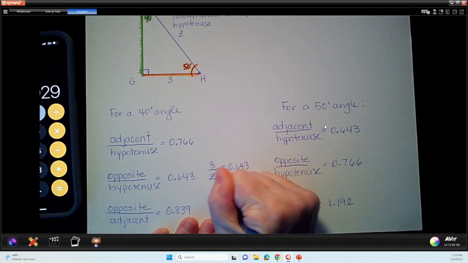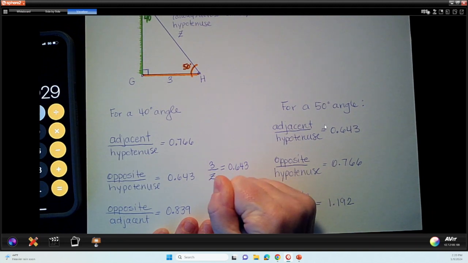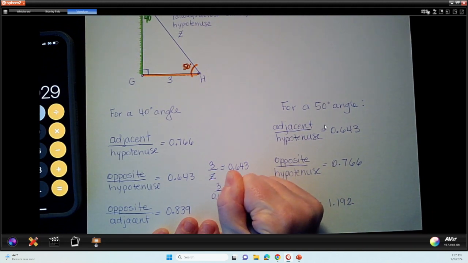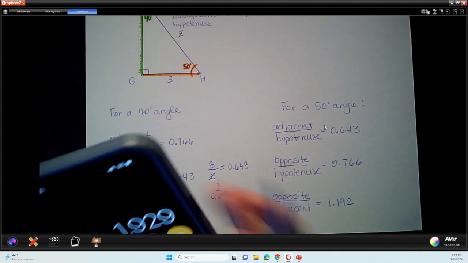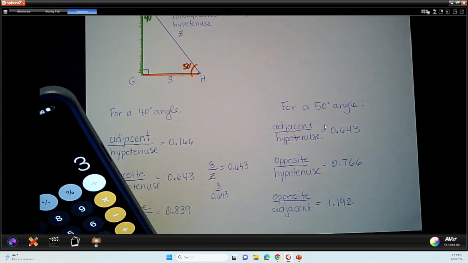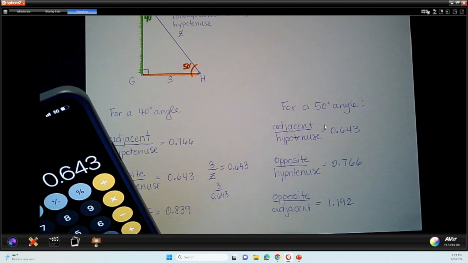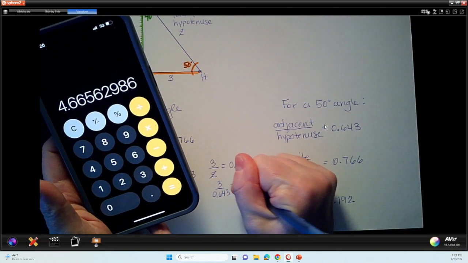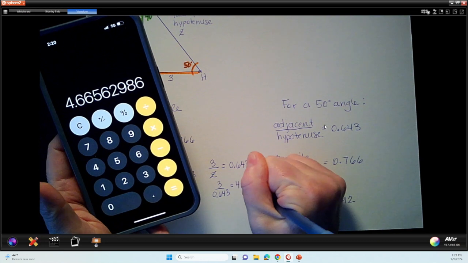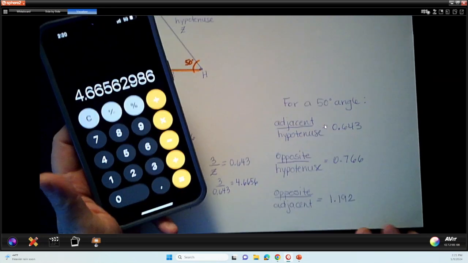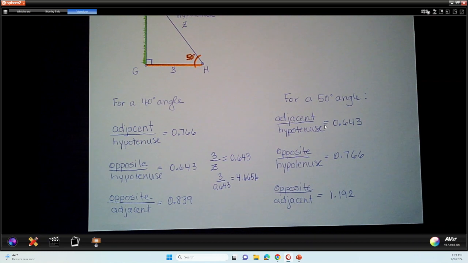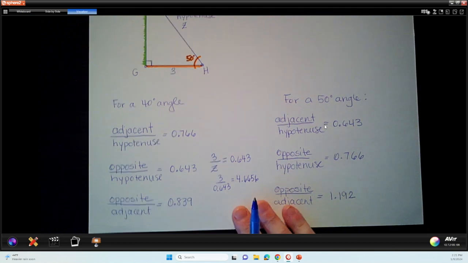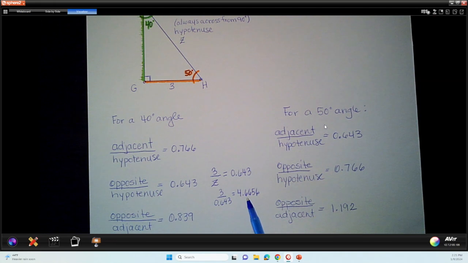3 divided by 0.643. And I get the answer 4.6656. And you're like, Miss Bree, that's a lot of numbers. That's okay. I'm going to leave it there because remember we talked about the closer we can get to the actual real answer, the better it is for our answers. Okay, so I think the hypotenuse is 4.6656. That's what we think.